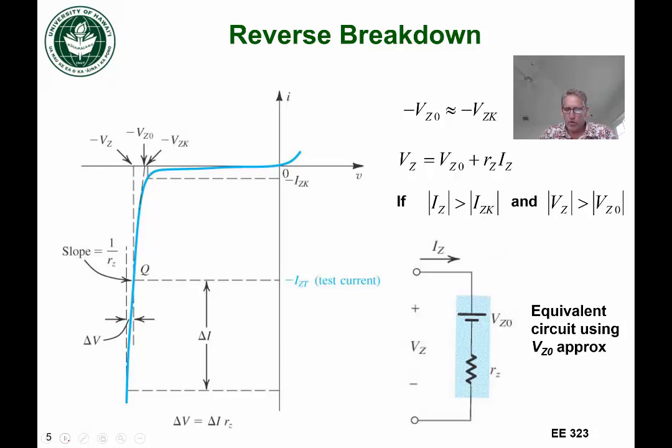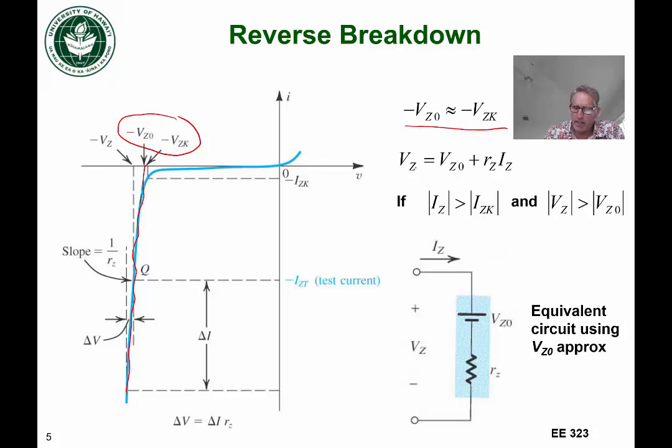Okay, so if we want to model this, one thing we notice is that this VZ0, which is the x-intercept of the linear approximation here, is very close to the VZK, which is the knee voltage. And so if we say those two are approximately equal, then we can write an expression for this line where we've linearized the IV curve here.